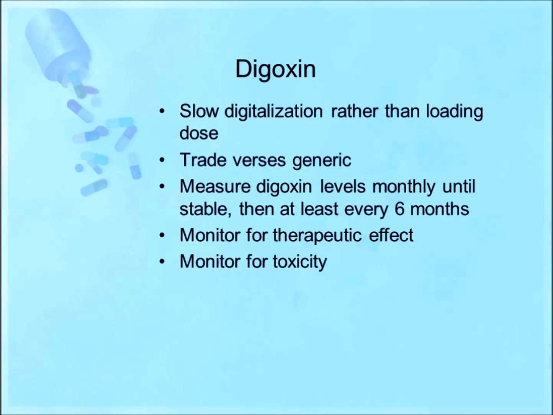Digoxin has a half-life of 36 hours, so it takes 5 to 6 days to achieve a steady state. Start with a low dose and increase in 2 to 4 weeks if therapeutic effect is not achieved and the patient is not toxic. You should measure digoxin levels monthly until stable, and then every 6 months thereafter. Digoxin, once initiated, is often a lifetime drug.